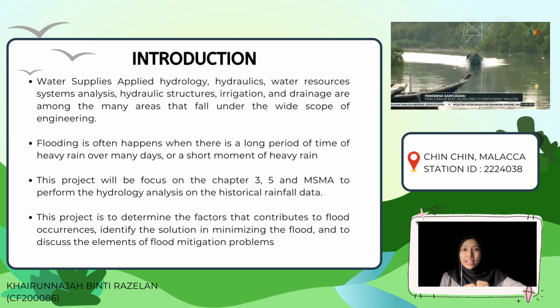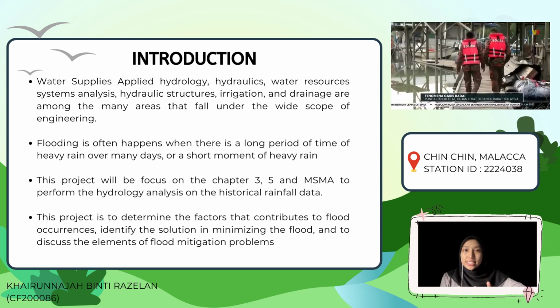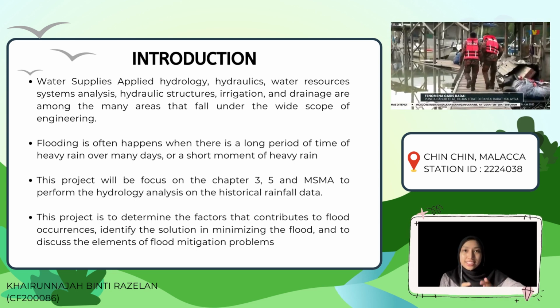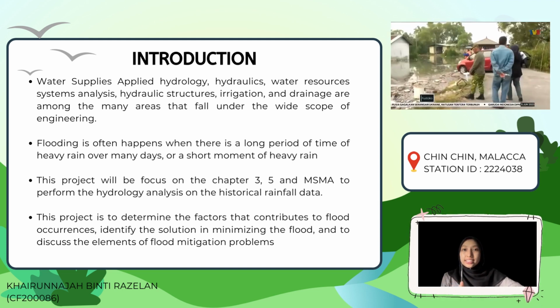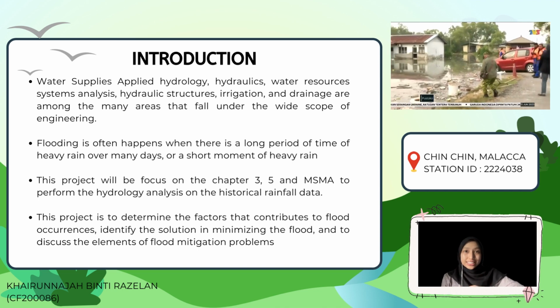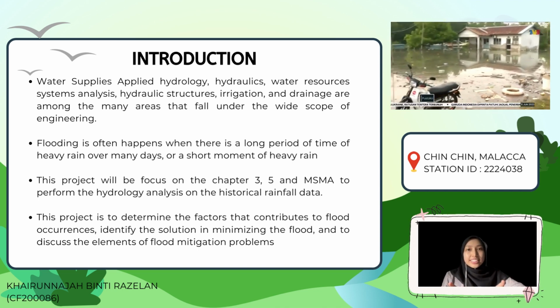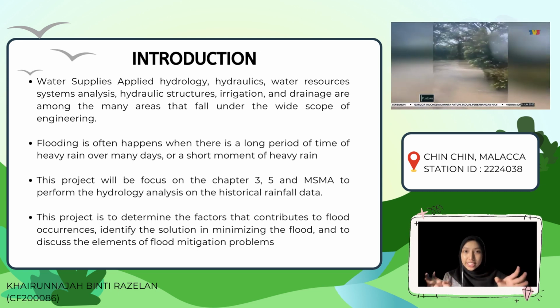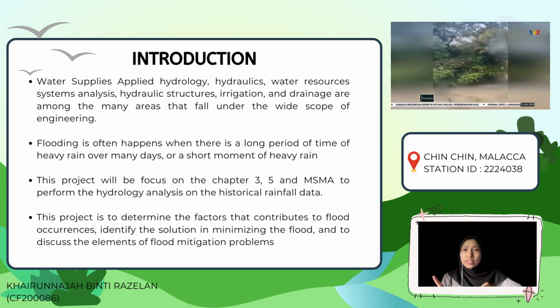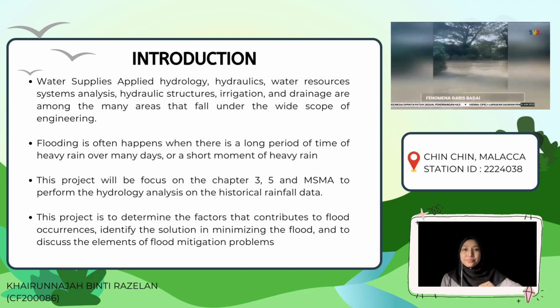Water supplies, applied hydraulics, water resources system analysis, hydraulic structures, irrigation, and drainage are among the many areas that fall under the wide scope of engineering. Flooding often happens when there is a long period of heavy rain over many days or a short moment of heavy rain.